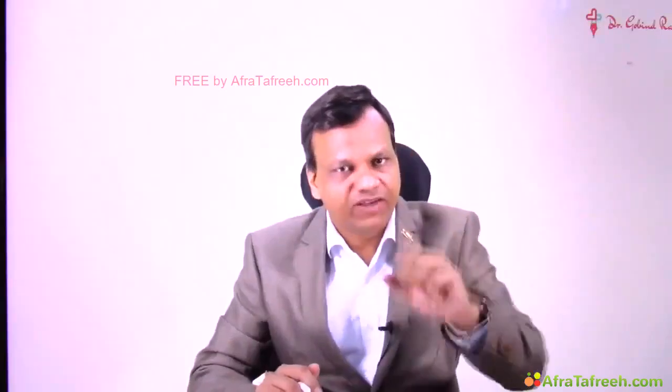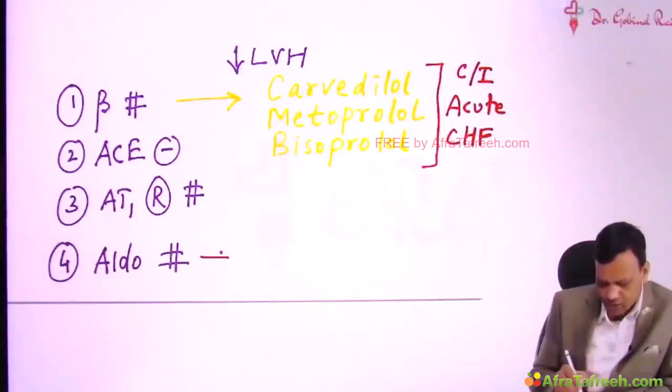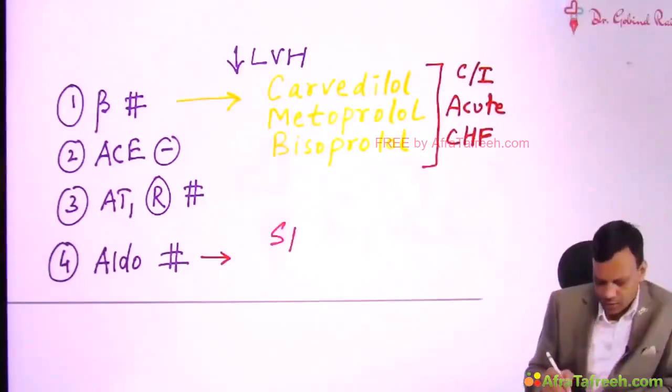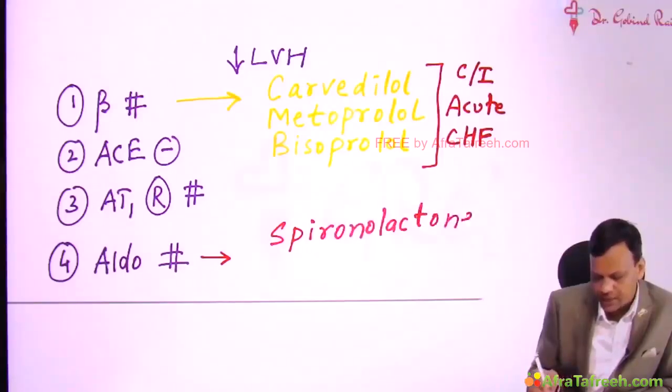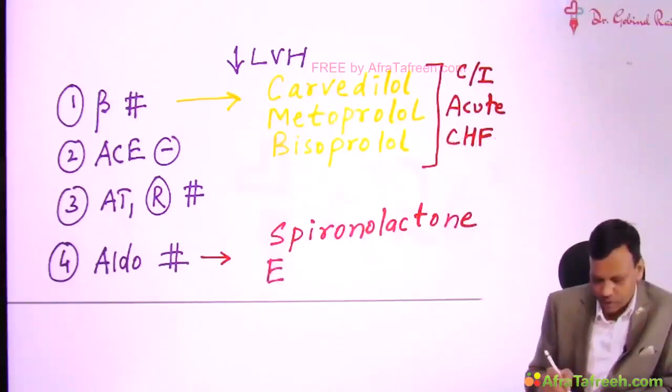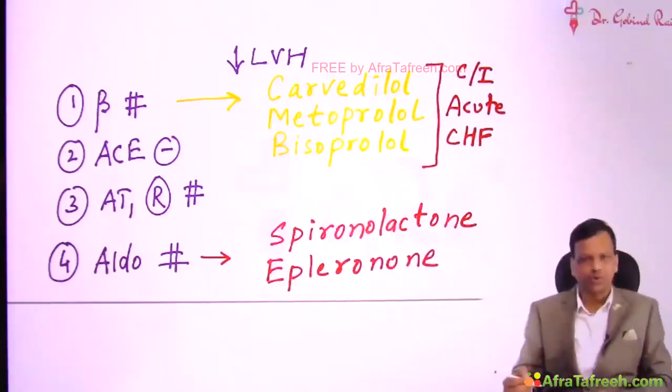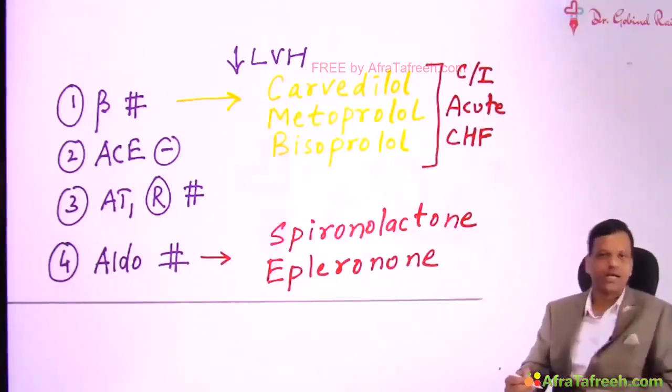If we give in this manner, then they will prevent mortality by preventing left ventricular hypertrophy, and at the same time they will not cause decompensation. So beta blockers should always be started at a low dose, and gradually the dose should be increased. The aldosterone antagonist which is useful is spironolactone. One new drug in this category has been formed, which is called eplerenone. So spironolactone and eplerenone are the two aldosterone receptor antagonists.